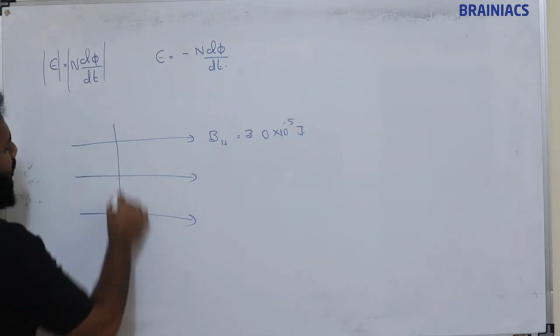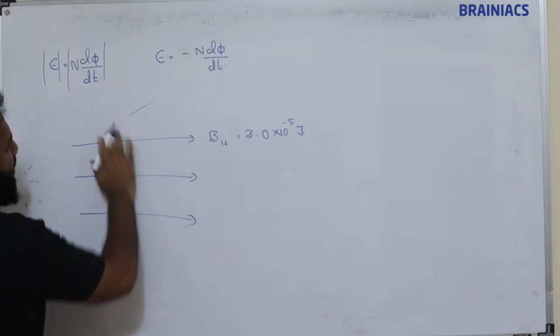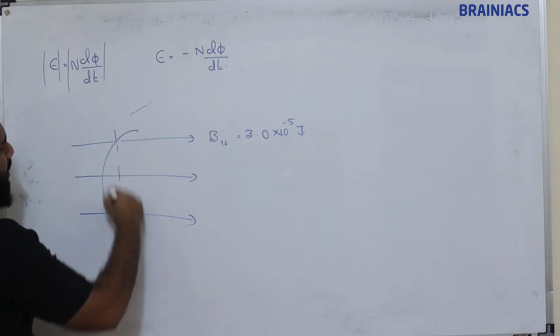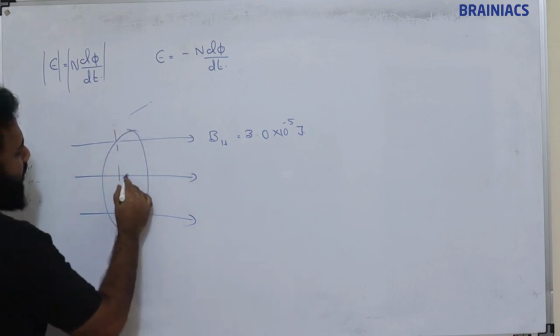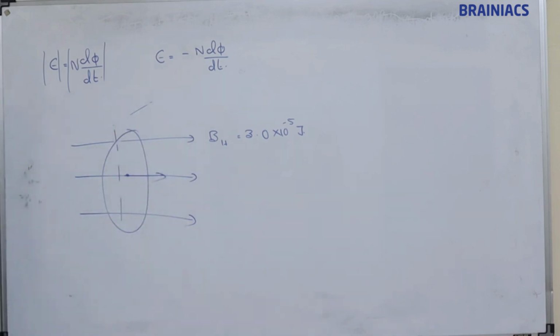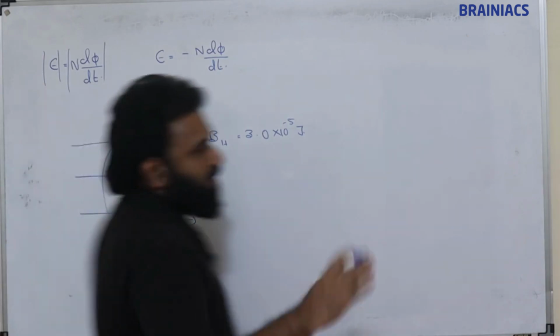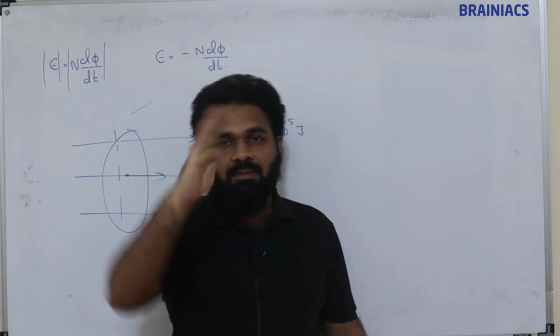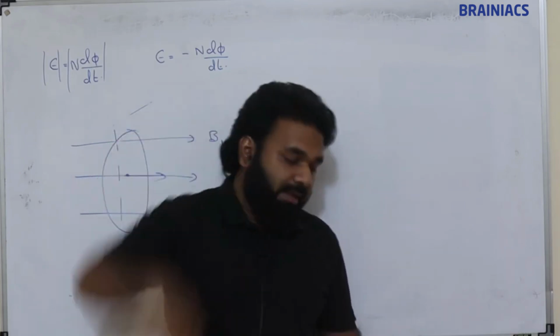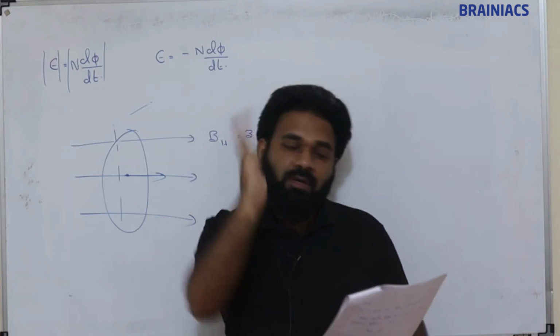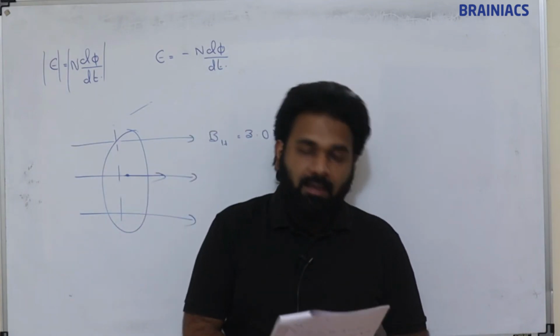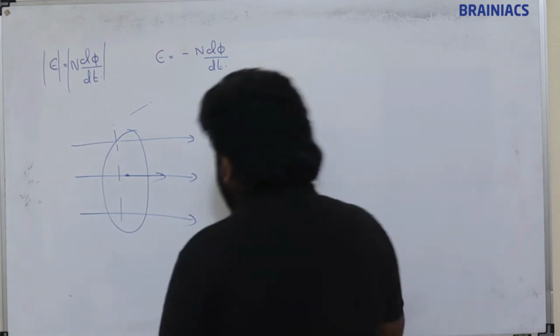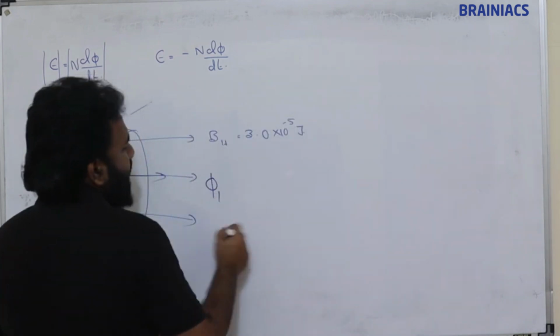If it is a circular loop, then we can take it like this, this is how it is kept, and this is the area vector. Clear? So this is the first data. Now, it is rotated about its vertical diameter through 180 degrees in 0.25 seconds. So this can be taken as phi1.